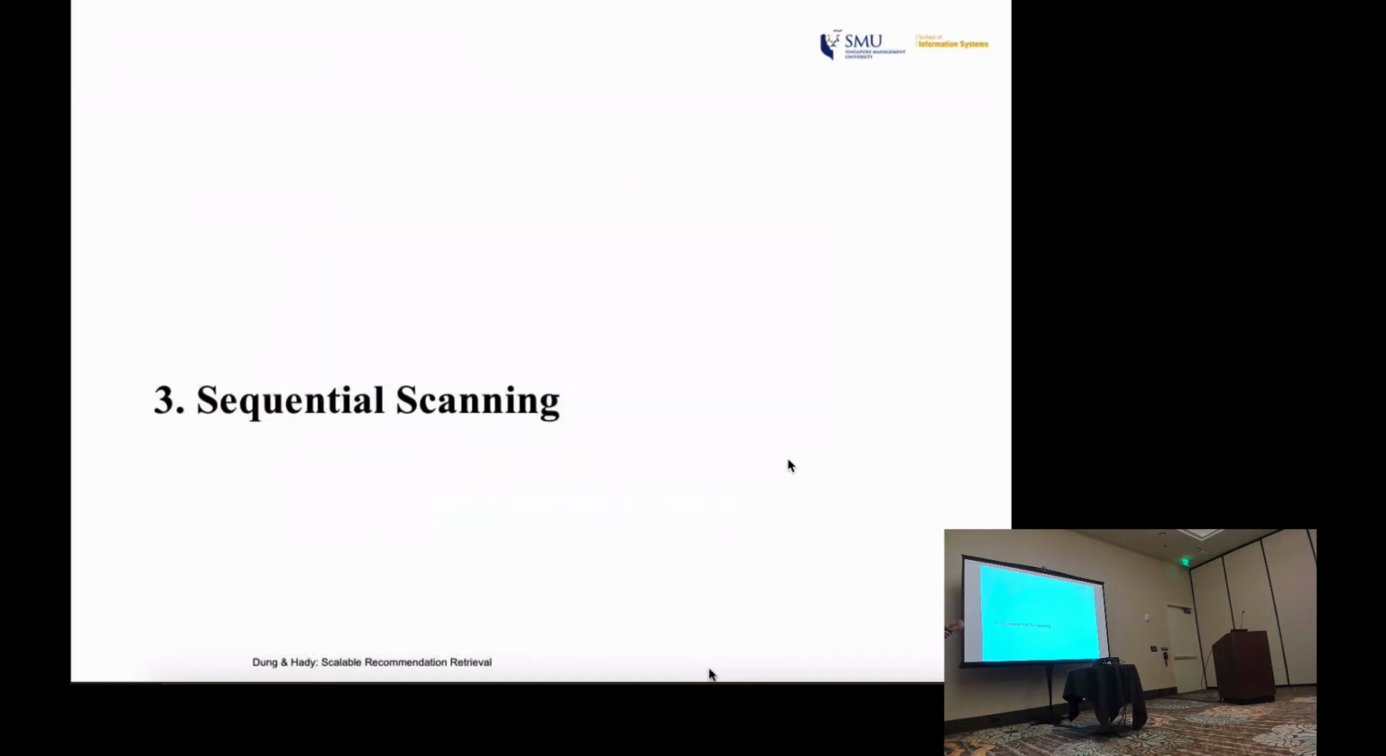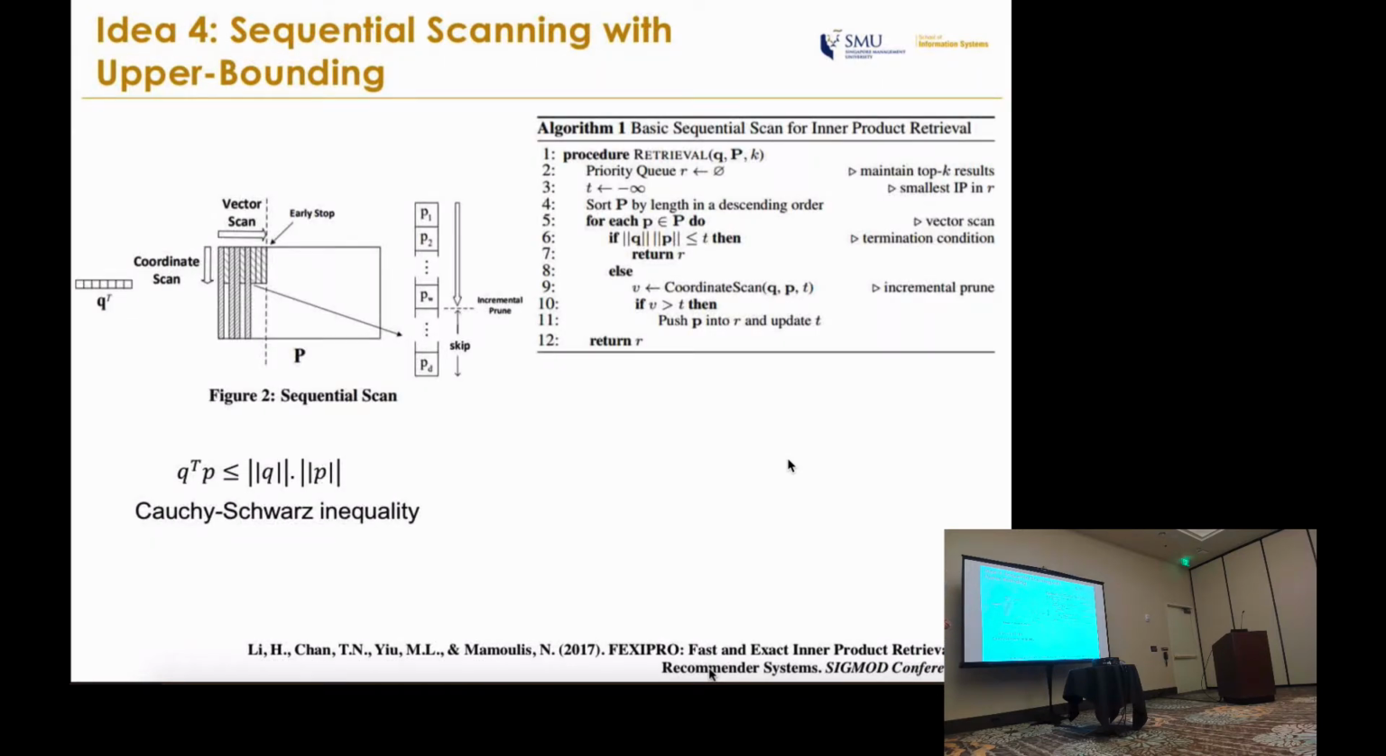So if not, then the last approach is sequential scanning. In sequential scanning, you actually, based on these inequalities, the Cauchy-Schwarz inequalities. So just imagine, instead of scanning through all the item vectors and performing the inner product computation, you're maintaining a current record. In this case, they maintain a priority queue R to store the top-k result, and T is actually the smallest inner product value in this priority queue.